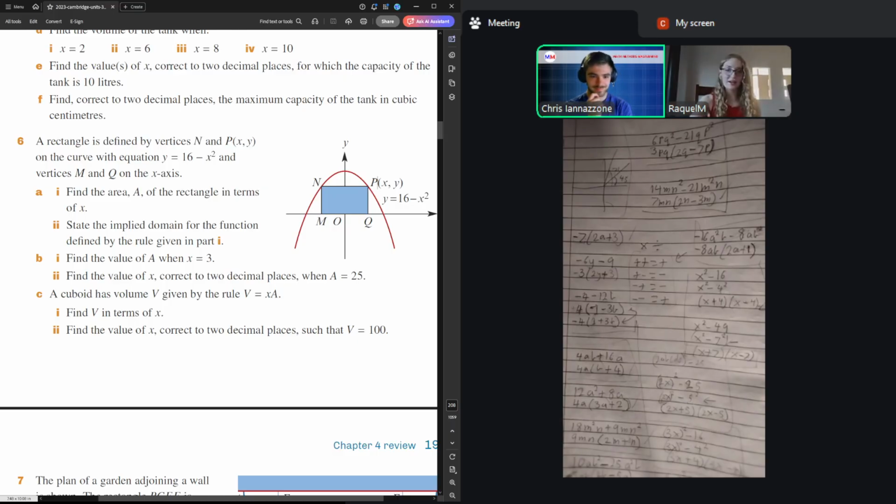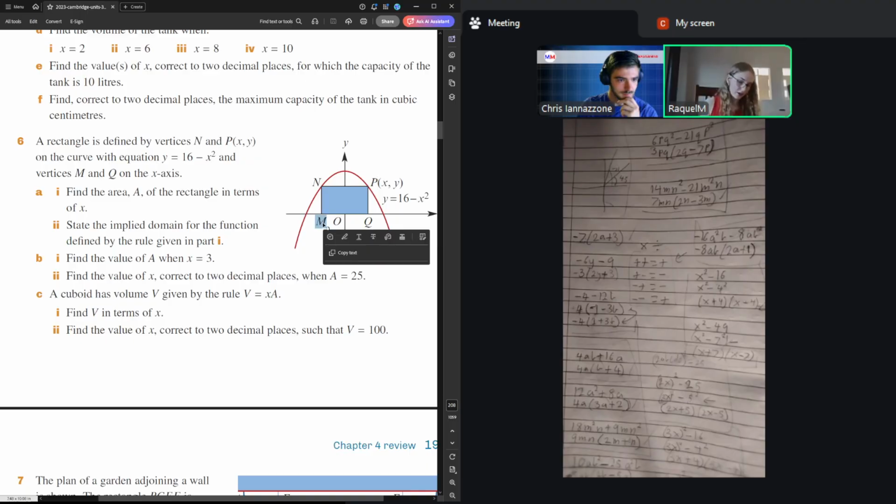I'm lost, but what I attempted to do was work out the distance from N to P and then the distance from P to Q and then multiply them as length times width. But then I got 2x times the square root of negative y. Yeah, okay. Why M to P as the thing you're multiplying?